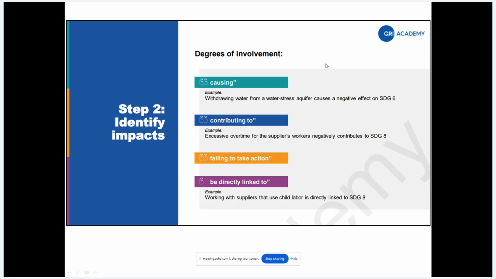So when you are identifying impacts, what is important is the degree of involvement. How the organization is involved, at what degree the involvement is there, whether it is actually causing or the organization is contributing to. Like withdrawing water from a water stress aquifer causes a negative effect on SDG 6. So it is directly causing. Contributing to means excessive overtime for the suppliers' workers negatively contributes to SDG 8. That means their health will be impacted.